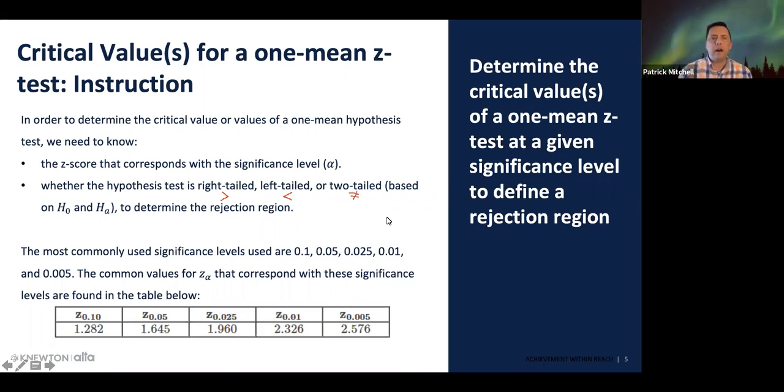The most common significance levels are 0.1, 0.05, 0.025, 0.01, and 0.005. The common values for z sub alpha that correspond with these significance levels are found in this table. I think you've seen this table before. Some of these values are at the bottom of table A2, so you can always find them there.